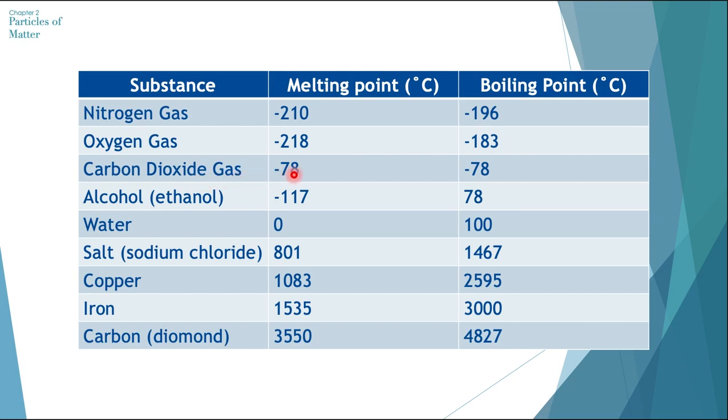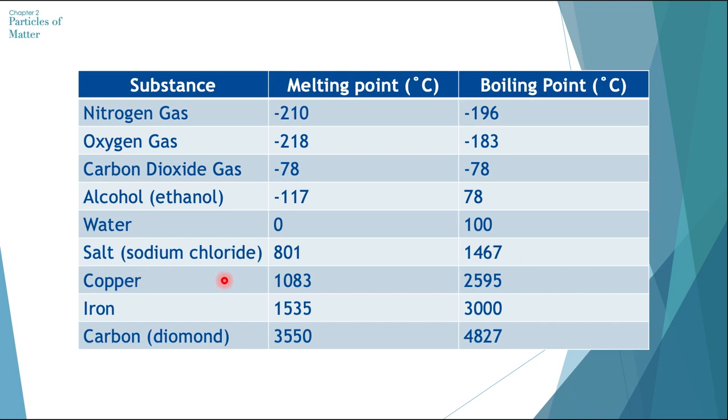Carbon dioxide gas has the same melting point and boiling point. These are minus 78. Alcohol, also known as ethanol, has a melting point of minus 117 degrees centigrade and a boiling point of 78 degrees centigrade. Salt, also sodium chloride, has a melting point of 801 and a boiling point of 1467 degrees centigrade.